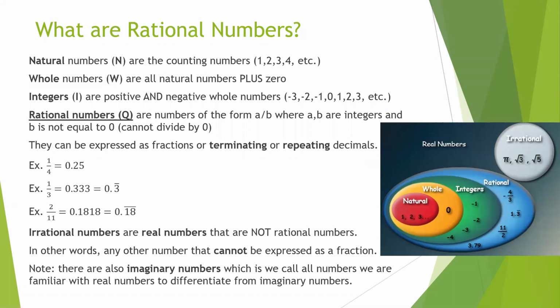So first thing I'm going to do is quickly recap what rational numbers are, and then talk about the number system that we use and how we subdivide numbers. First thing is natural numbers. Natural numbers are the counting numbers.